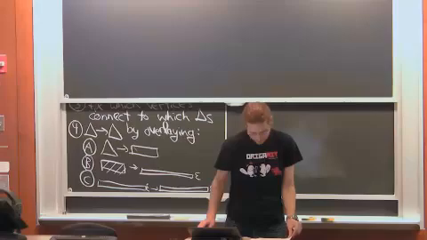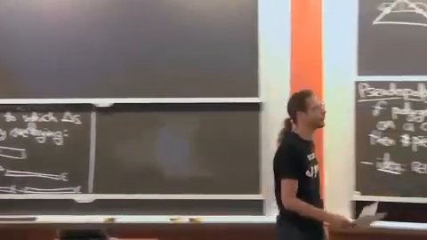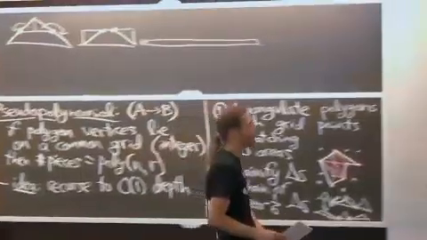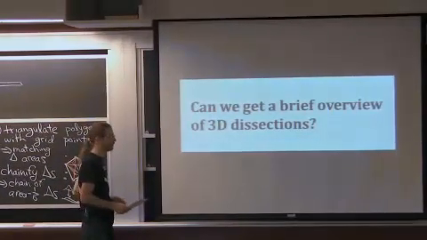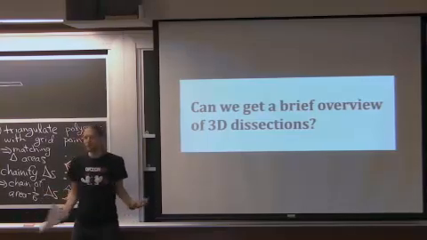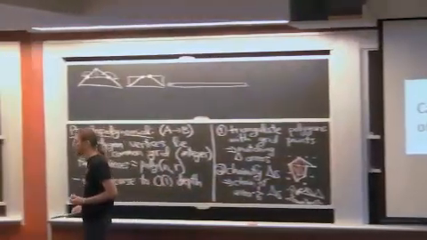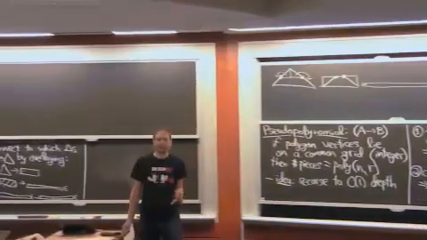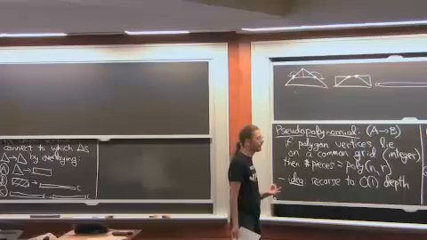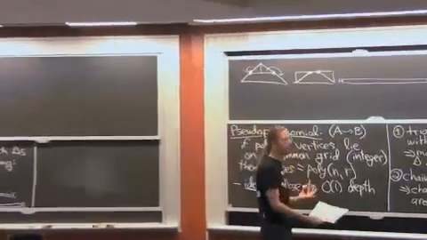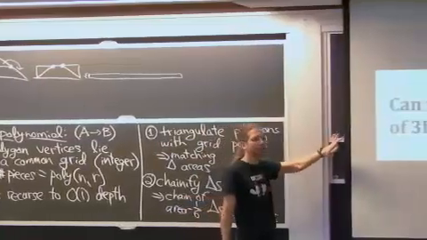Last topic is higher dimensions. Can we get a brief overview of 3D dissections? So this is more a dissection question than a hinging question, although, of course, you could ask, does all this work for hinge dissections? Pseudopolynomial, we don't necessarily know. For straight up proving that hinge dissections exist, the claim is, it hasn't been written up formally yet, the same techniques work. You can take any dissection and convert it into a hinge dissection.